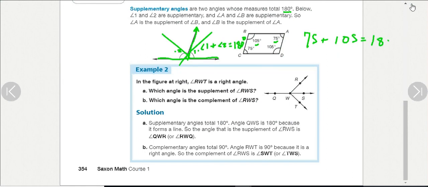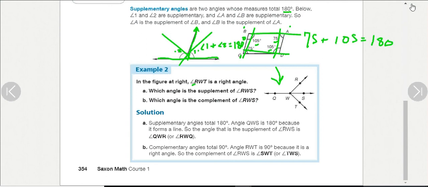Therefore, which angles could I say appear supplementary? A is a supplement to B, or I could say B is a supplement to A. Looks like it's true here too. D is a supplement to C, and vice versa, of this parallelogram.